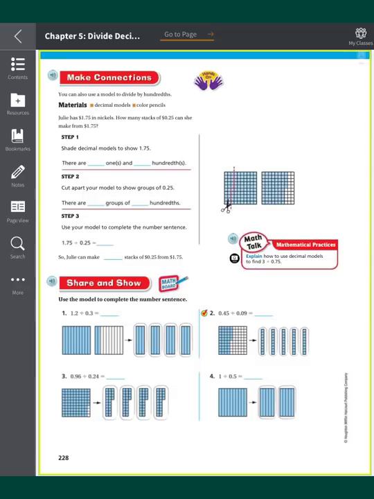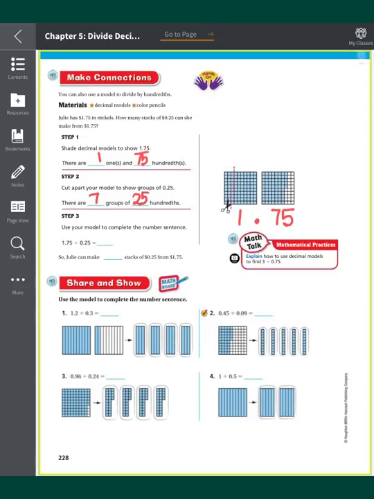So if we were to look at this model right here, we have 1, and then this is 75 hundredths. So this is 1, and this is 75. So there is 1 and 75 hundredths. If we were to cut it apart, we would have groups of 0.25. So that means we would make little groups of 0.25, and then you'd have 7 groups of 25 hundredths.